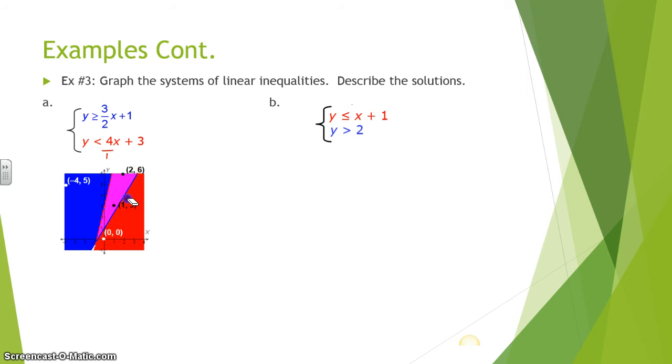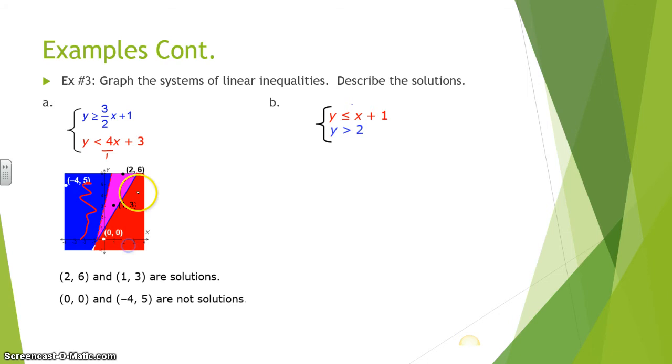So what's going to be a solution? Well, at what points does the shading occur for both? Well, at (1, 3) and (2, 6). So we could say (2, 6) and (1, 3) are solutions to both of these linear inequalities. (0, 0) and (-4, 5) are not solutions because notice they're not within the purple area. That means that the shading did not take place for both of the equations.